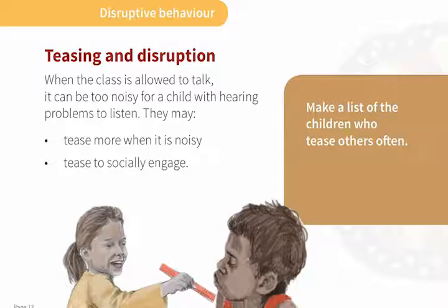So the disruptive behaviour that can also occur is this teasing disruption when the class is allowed to talk. It can be too noisy for a child with hearing loss to be able to listen, so they may tease more when it's noisy and tease to socially engage because it's their way of staying connected. But this social engagement may not be appreciated by their peers, and they may be seen as being disruptive and resented by their peers. Consider who in your class often tease others, and notice particularly whether they tease others more when it's noisy.